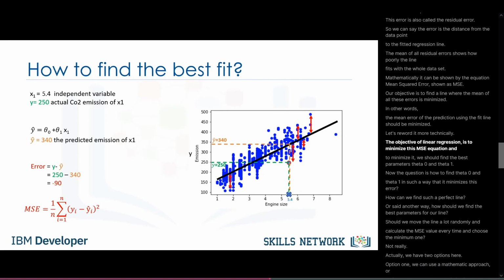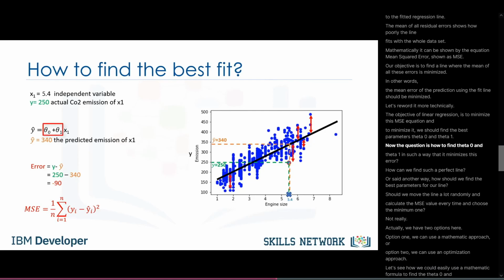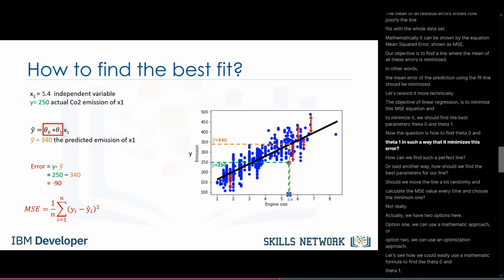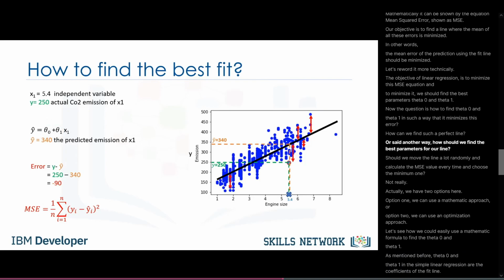The objective of linear regression is to minimize this MSE equation, and to minimize it, we should find the best parameters theta 0 and theta 1. Now, the question is how to find theta 0 and theta 1 in such a way that it minimizes this error. How can we find such a perfect line? Or, said another way, how should we find the best parameters for our line?